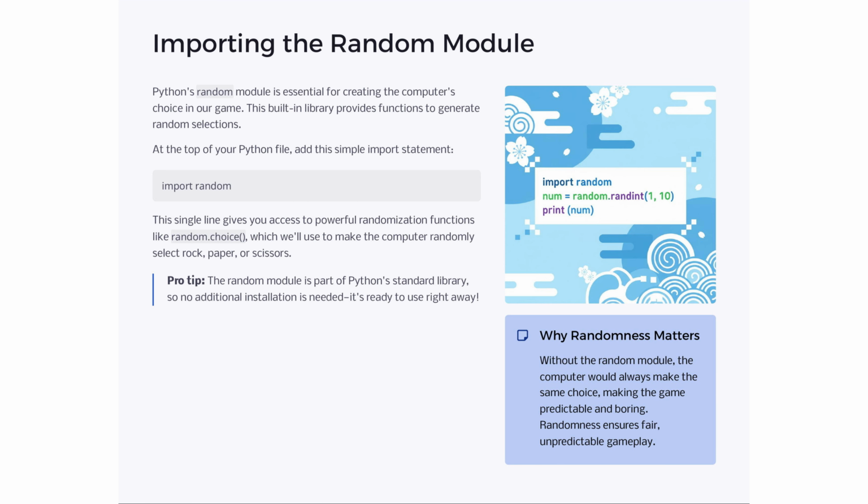Import the random module using import random to enable the computer's choice in our game. This module provides functions like random.choice for selecting rock, paper, or scissors randomly. It's part of Python's standard library, ensuring fair and unpredictable gameplay without additional installation.